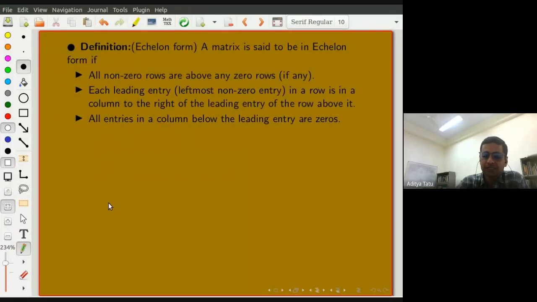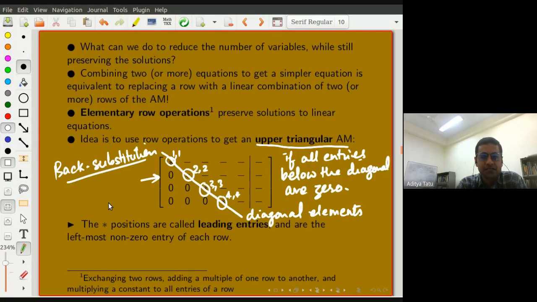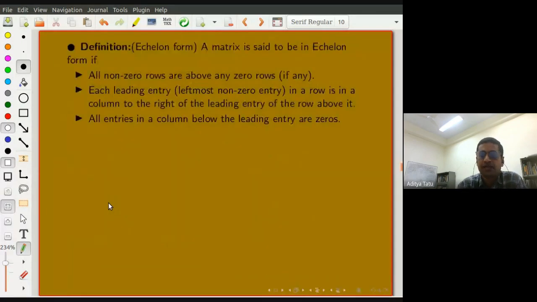So, this particular upper triangular matrix pattern shown in this slide is what is called an echelon form. What does the word echelon mean? In a particular formation, this step-like formation. The definition is: a matrix is said to be in echelon form if all non-zero rows are above any zero rows, if any. Okay, that's the first condition.